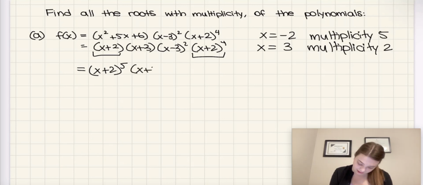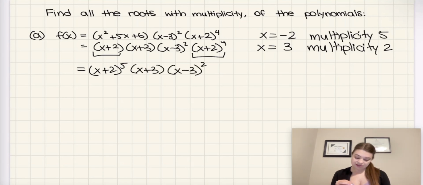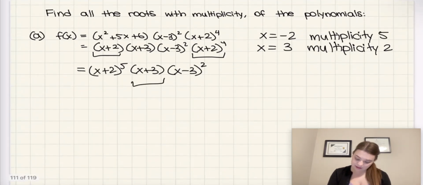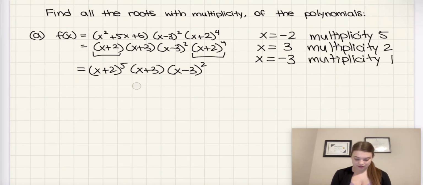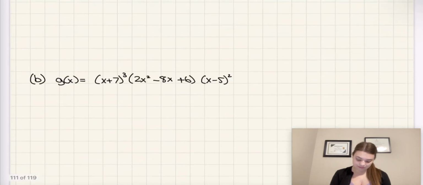And then now we have a new root as well with just multiplicity 1, which is the root that comes from x plus 3 right over here. That's going to be negative 3. So we also have a root of x equals negative 3 with multiplicity 1. So in this case, we actually did not have any complex roots. Okay, let's try the next one.